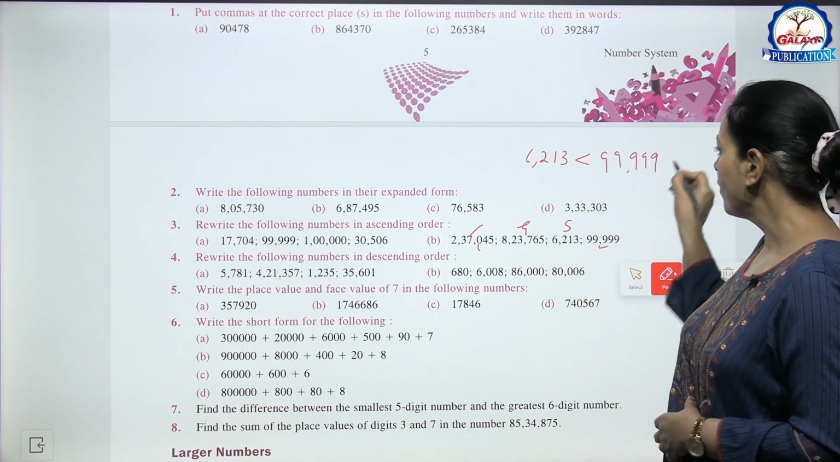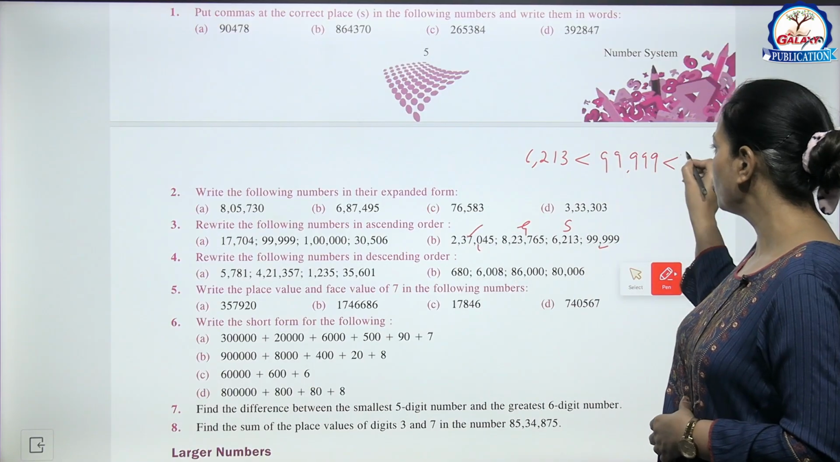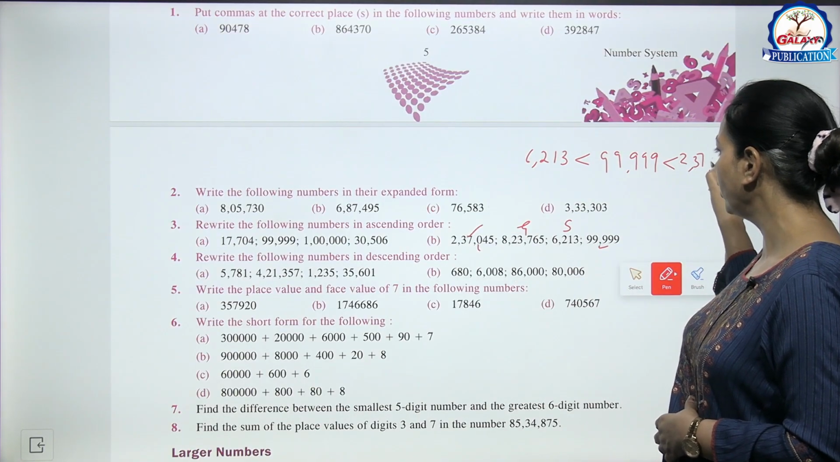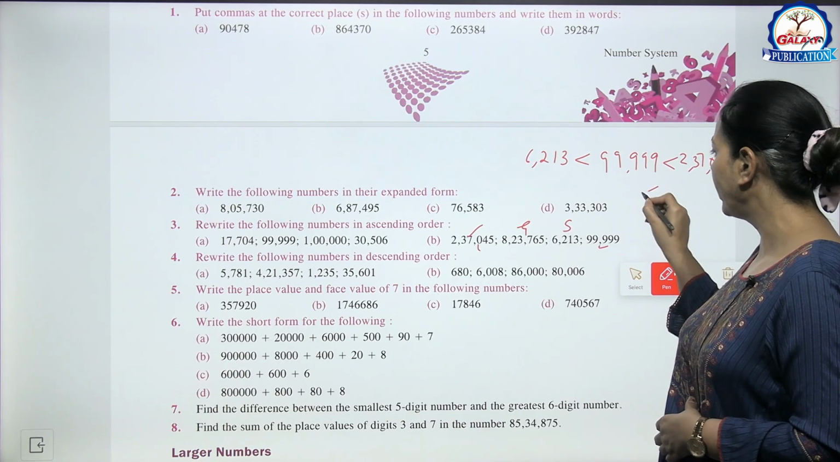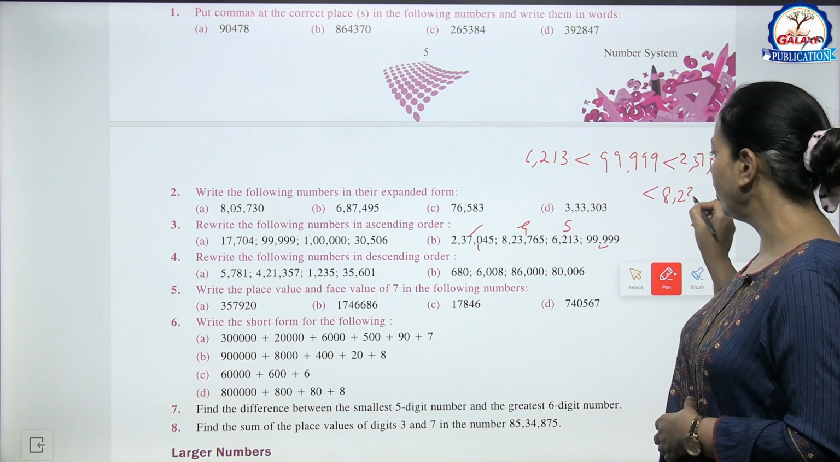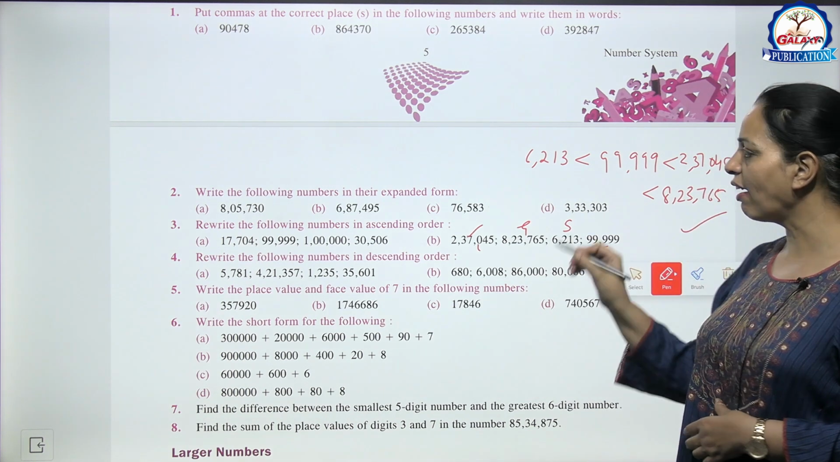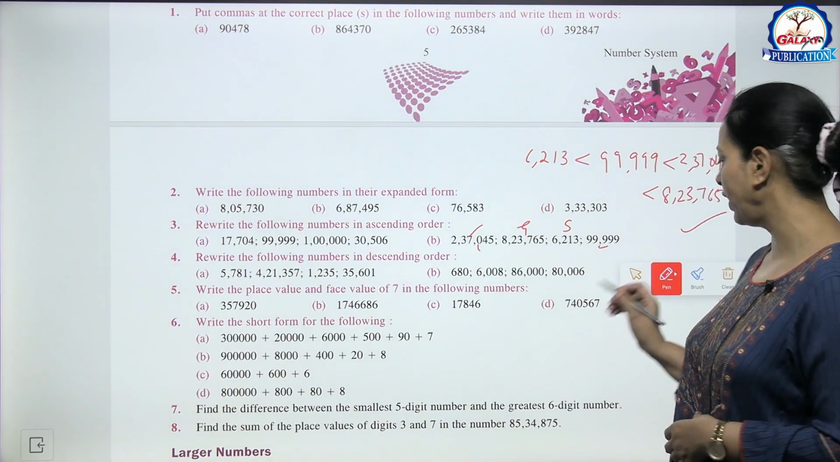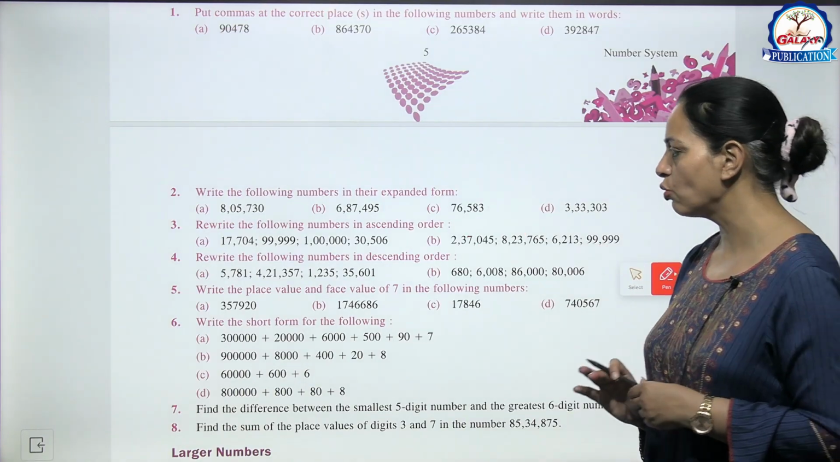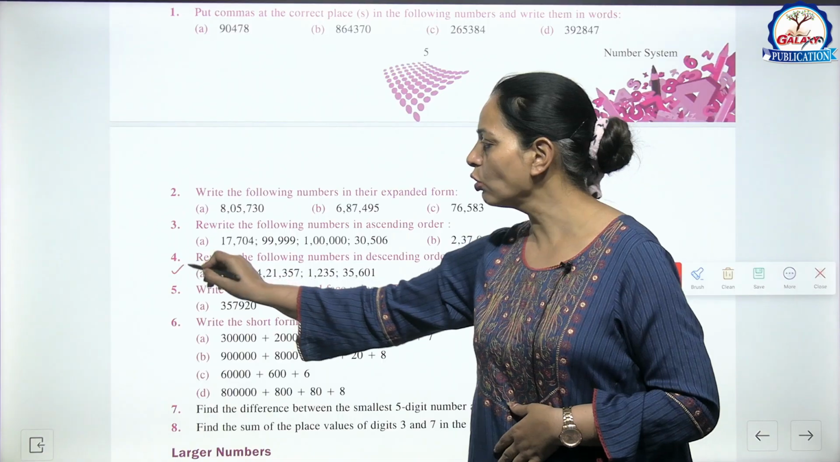99,999. Okay. Then this number 2,37,045, then 8,23,765. So this is the ascending order, right? I hope this is clear to you. Now come to next, 4th question.